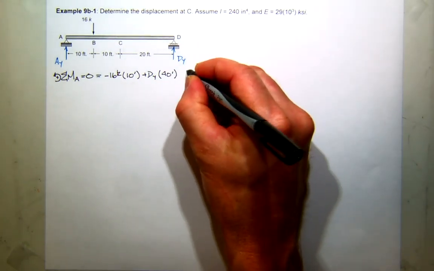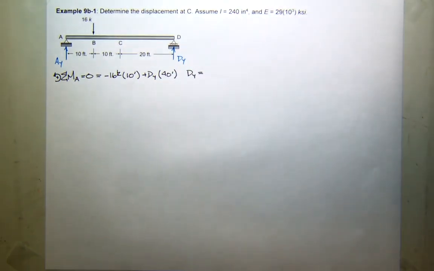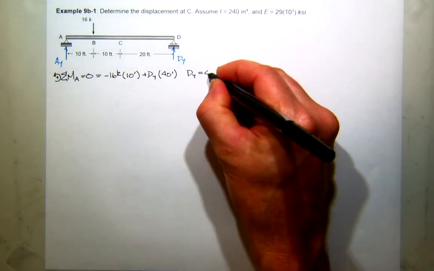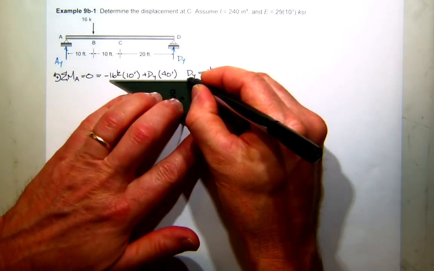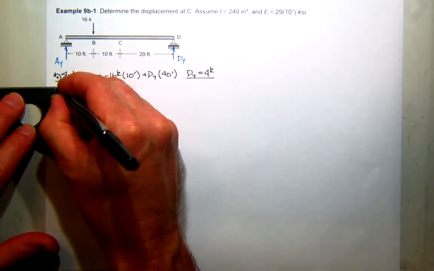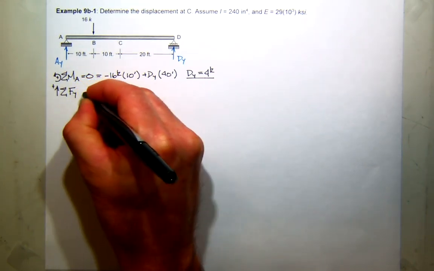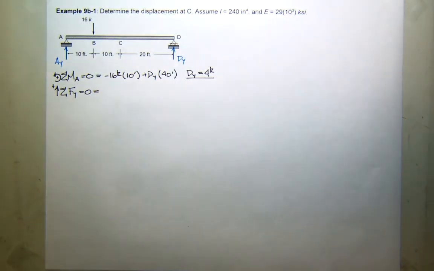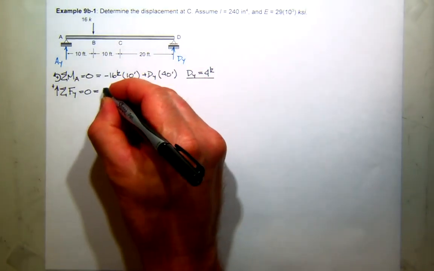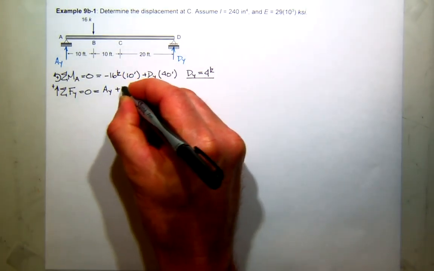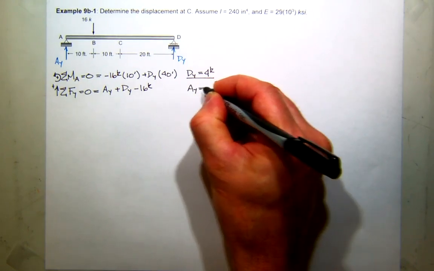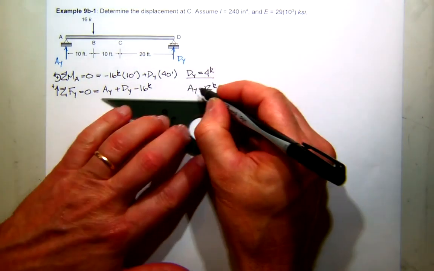So what is my reaction at D? It looks like it's going to be 4. So that's 4 kips. And then I can sum forces in the y direction. And when I do that, I have Ay acting up, Dy is acting up, and then my applied force 16 kips is down. So it looks like Ay is going to be 12. So I have my reactions.